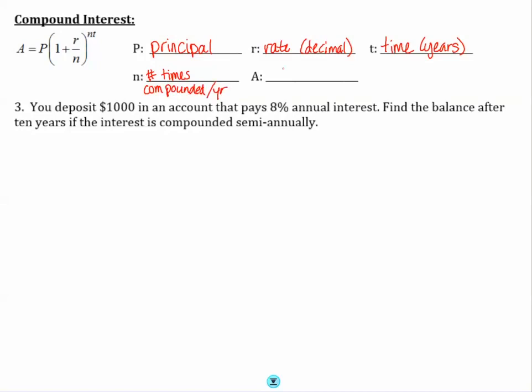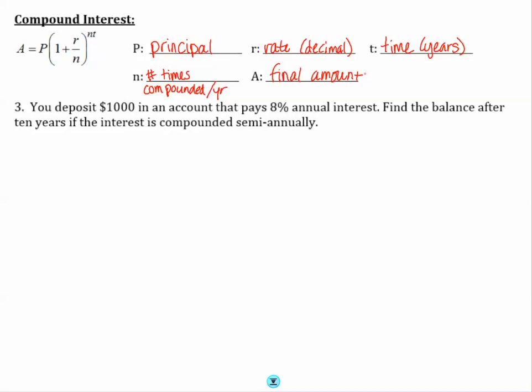And A is the final amount. So you know that you're going to use this formula if you see compounded annually, semi-annually, quarterly, monthly, weekly, daily, any of those words on the first part of the notes except continuously. Continuously has its own formula.